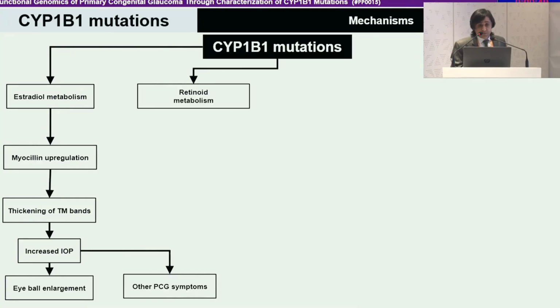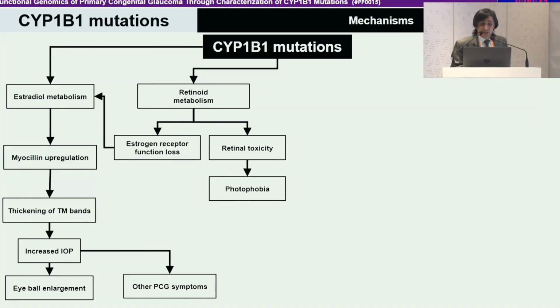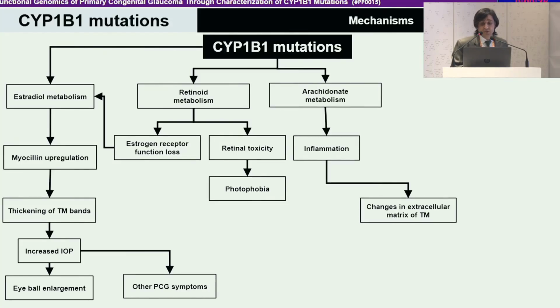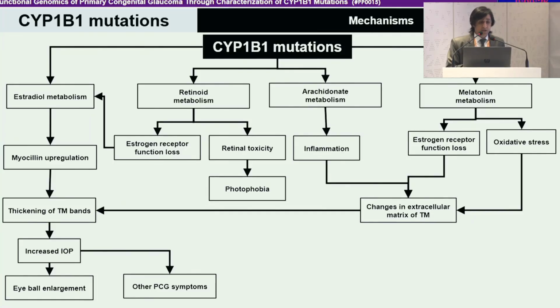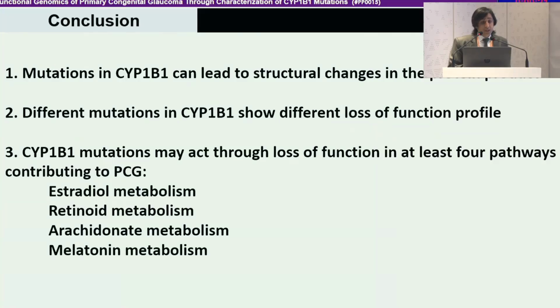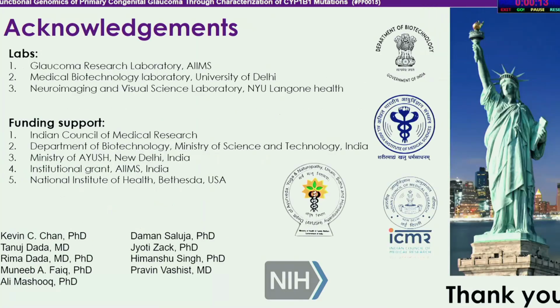and other PCG symptoms. Retinoid metabolism leads to estrogen receptor loss, again affecting estradiol metabolism downstream, and retinal toxicity as well, which leads to photophobia. Arachidonic acid metabolism leads to inflammation, and inflammation leads to change in the extracellular matrix and trabecular meshwork thickening. Melatonin metabolism, again through estrogen receptors, leads to oxidative stress, which leads to extracellular matrix change, thickening of the trabecular meshwork beams, and PCG. So we conclude that these 4 metabolic pathways might be the mechanism underlying CYP1B1 mutations and PCG. There we go.